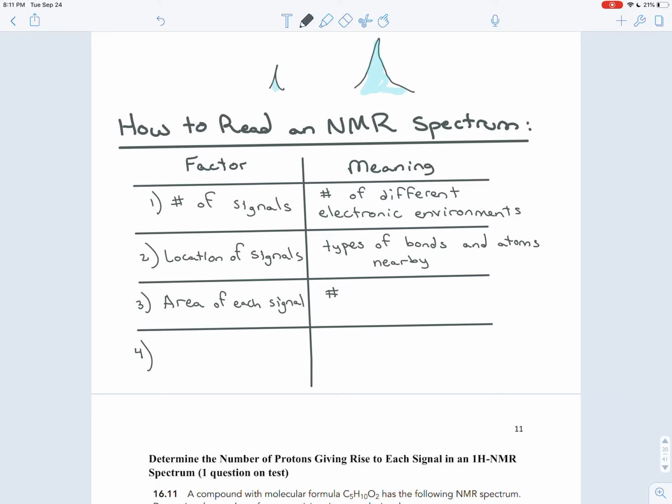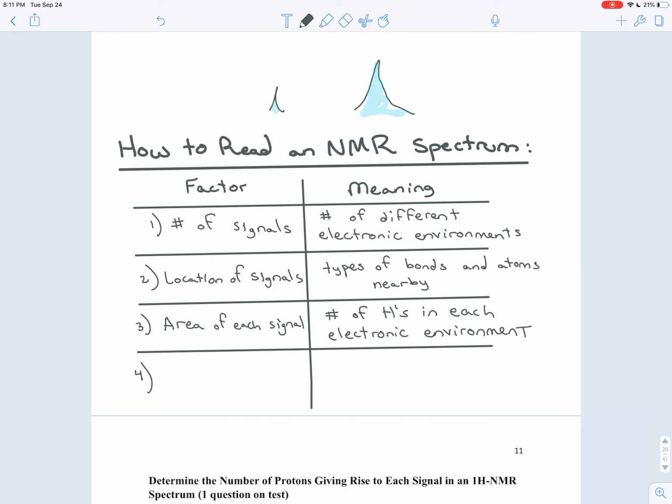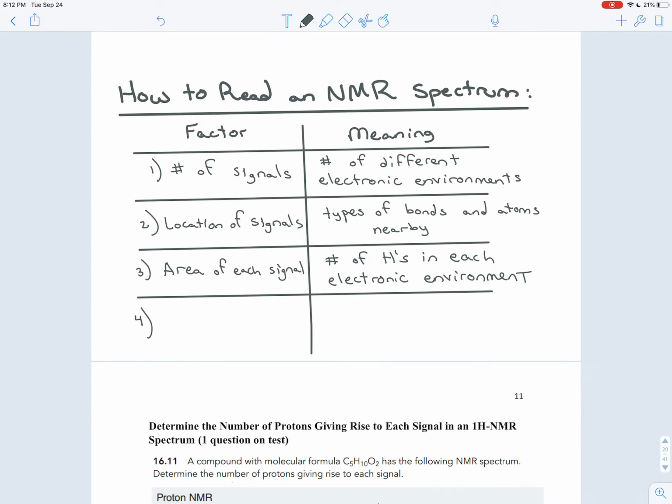So the area under each signal tells you how many hydrogens are in each electronic environment. So for example, if you had these two signals, this one on the left is smaller, it has a smaller area underneath it, and so that means there are fewer hydrogens in that environment than there would be in the environment represented by the other peak. And the fourth thing we'll get to in another video. For this one, we want to practice this area.